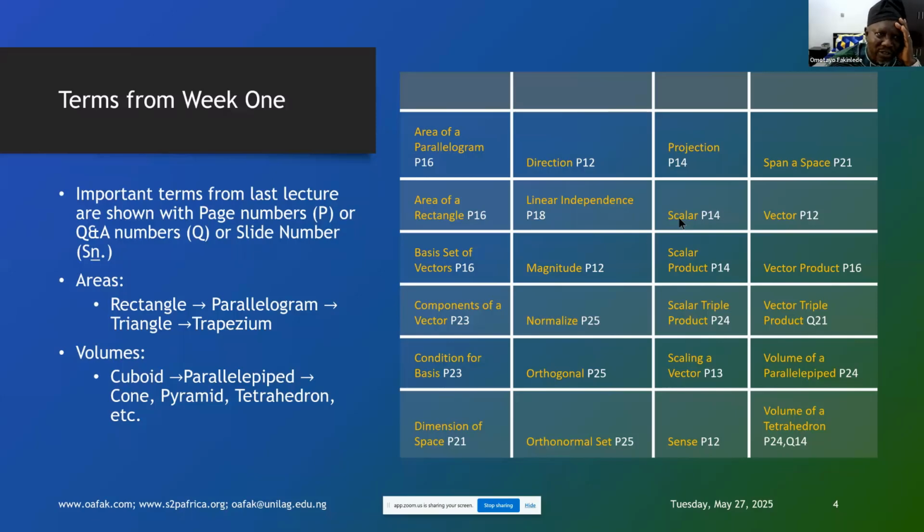And then we introduced several terms. We talked about the area of a parallelogram, direction, area of a rectangle, linear independence, basis set of vectors, magnitude, components of a vector, normalized, condition for basis, orthogonal, dimensions of space. And you know that the dimensionality of space is related to the number of vectors that can be linearly independent. If you don't know linear independence, you cannot understand the dimensionality of space. We talked about orthonormal sets.